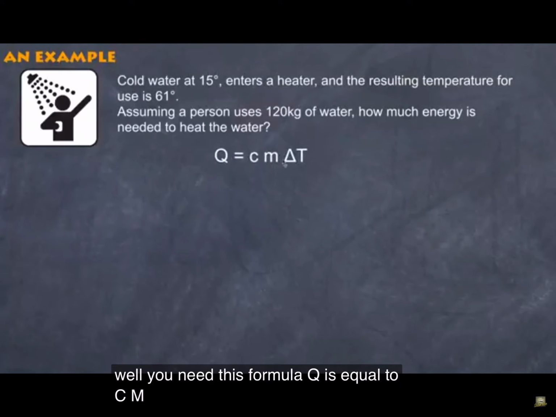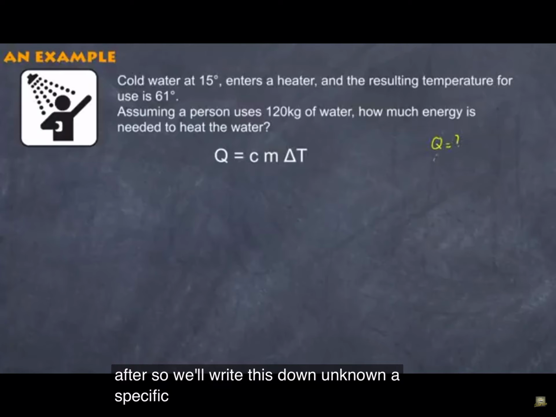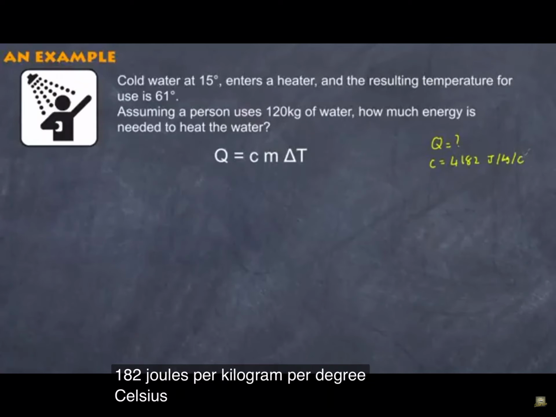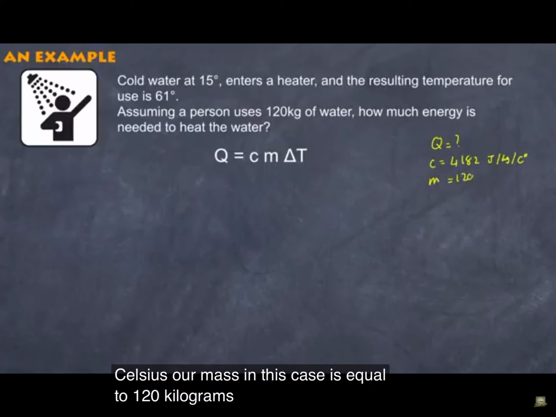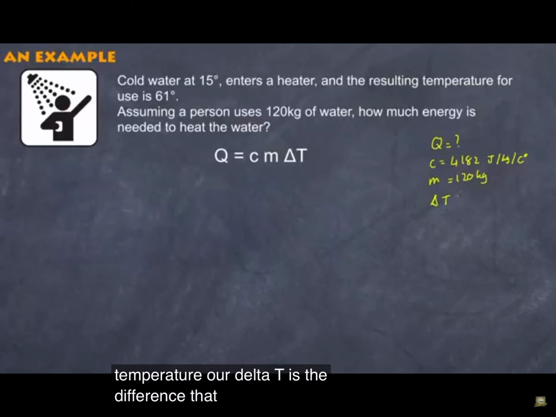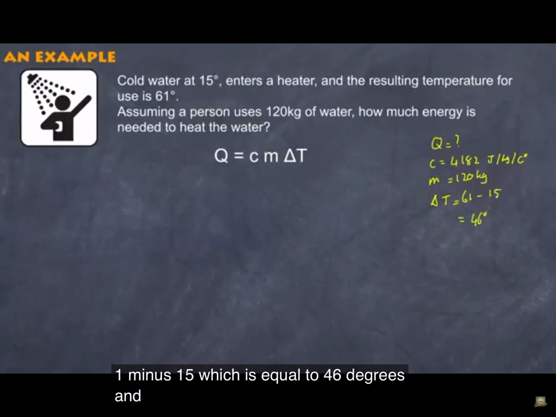Q is equal to Cm delta T. Q, of course, is what we're after, so we'll write this down. Unknown. Our specific heat capacity is 4,182 joules per kilogram per degree Celsius. Our mass in this case is equal to 120 kilograms, and our change in temperature, our delta T, is the difference, that is 61 minus 15, which is equal to 46 degrees.